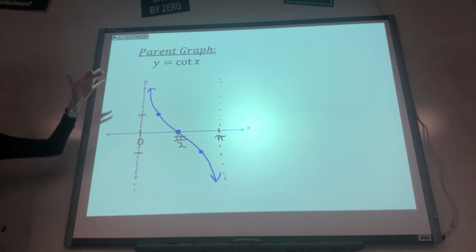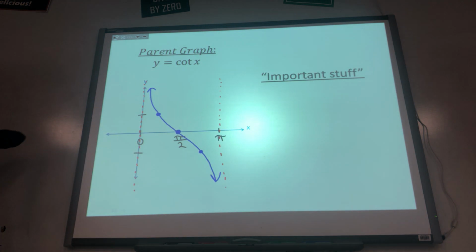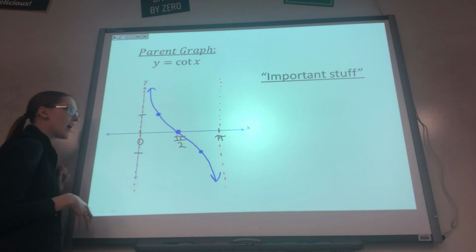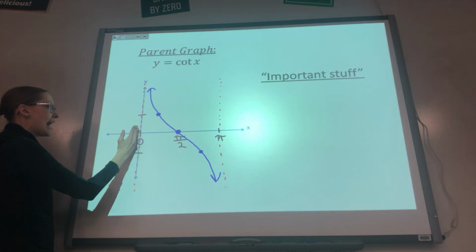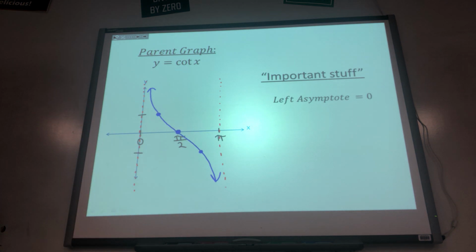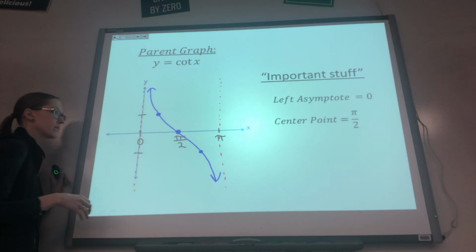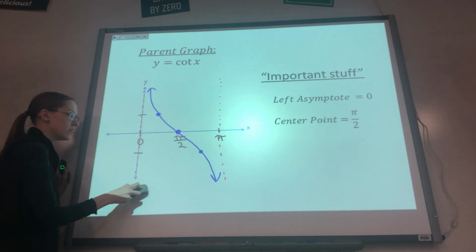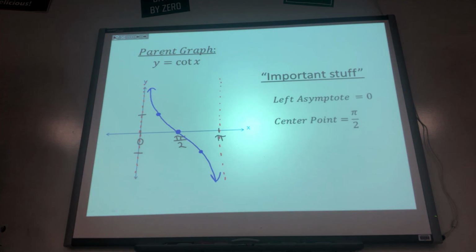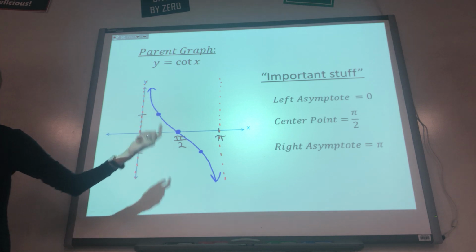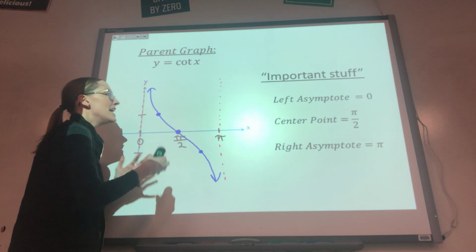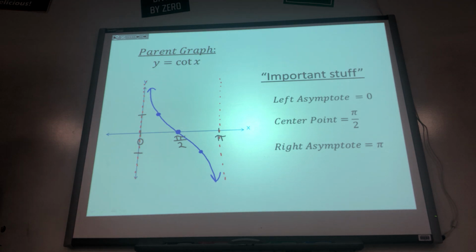Okie doke. Now, summarizing the important stuff for cotangent, I'm going to refer back to this important stuff in a minute. The left asymptote is where x is 0. The center point is at pi over 2. And then the right asymptote this time is at pi. The reason I'm pointing that out is because those values are going to change on some of our problems. If the period changes, then some of those might change.